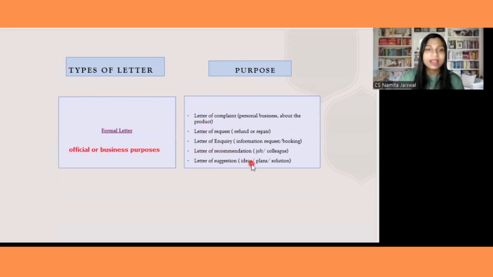Letter of recommendation, like I highly recommend my colleague for the job due to his or her excellent skills, or my friend. So that is called letter of recommendation. Letter of suggestion here is, I propose implementing a new system to improve the workplace efficiency. So I'm suggesting something. I'm writing a letter and suggesting a course of action or steps. That is called letter of suggestion. Okay. I hope the purpose is clear. So you might get any of them.